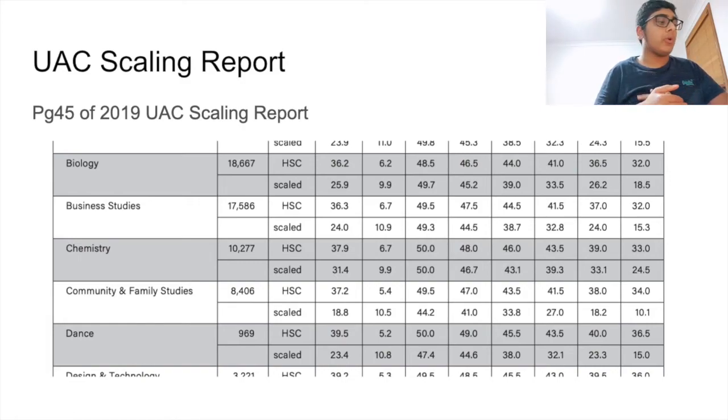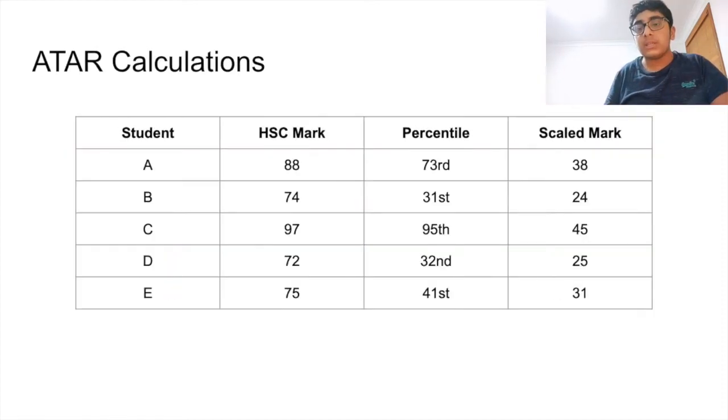On the scaling report, it clearly says to what degree, or to what scaled mark, it goes down. Okay, now after they do that, they'll get your scaled marks for every single subject that you do. Every single subject, every single unit that you have, they'll pick out your scaled marks.